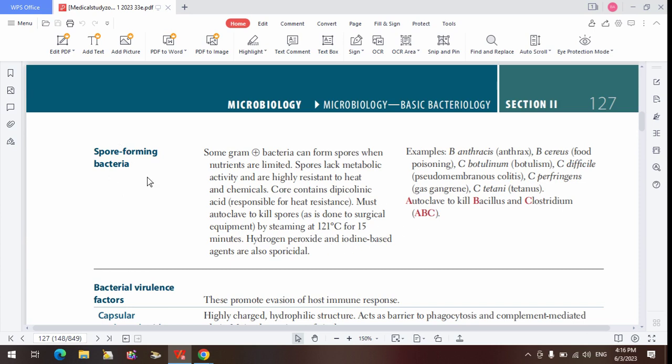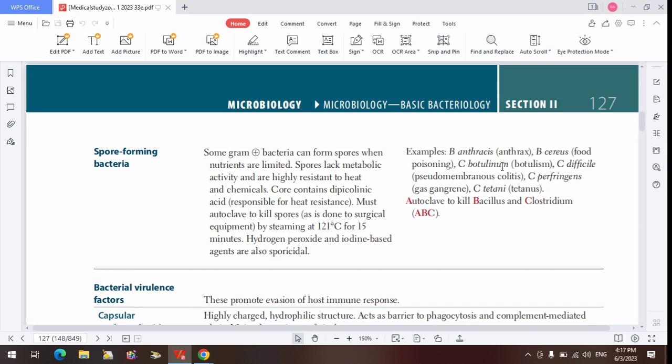Other agents that you can use include hydrogen peroxide as well as iodine-based preparations. So you can use iodine-based preparations as well as hydrogen peroxide to remove all these spores, especially from our surgical equipment. They are sporicidal. So what are these agents that are spore producing, rather? The Bs and the Cs.